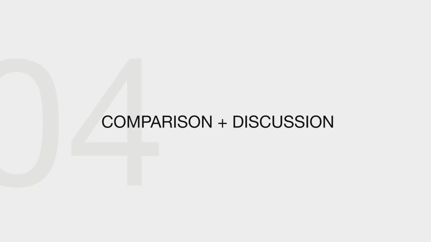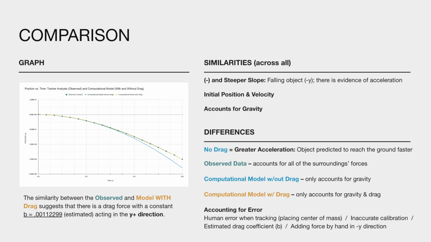Now, comparing the three models, the dotted line is based on the observed data and the straight lines represent the two computational models. All lines have the same initial position and velocity and account for gravity. The slopes get steeper in the negative y direction, indicating evidence of acceleration. However, as time progresses, you can see that the predicted computational model line without drag begins to deviate from the observed line and the line modeling drag.